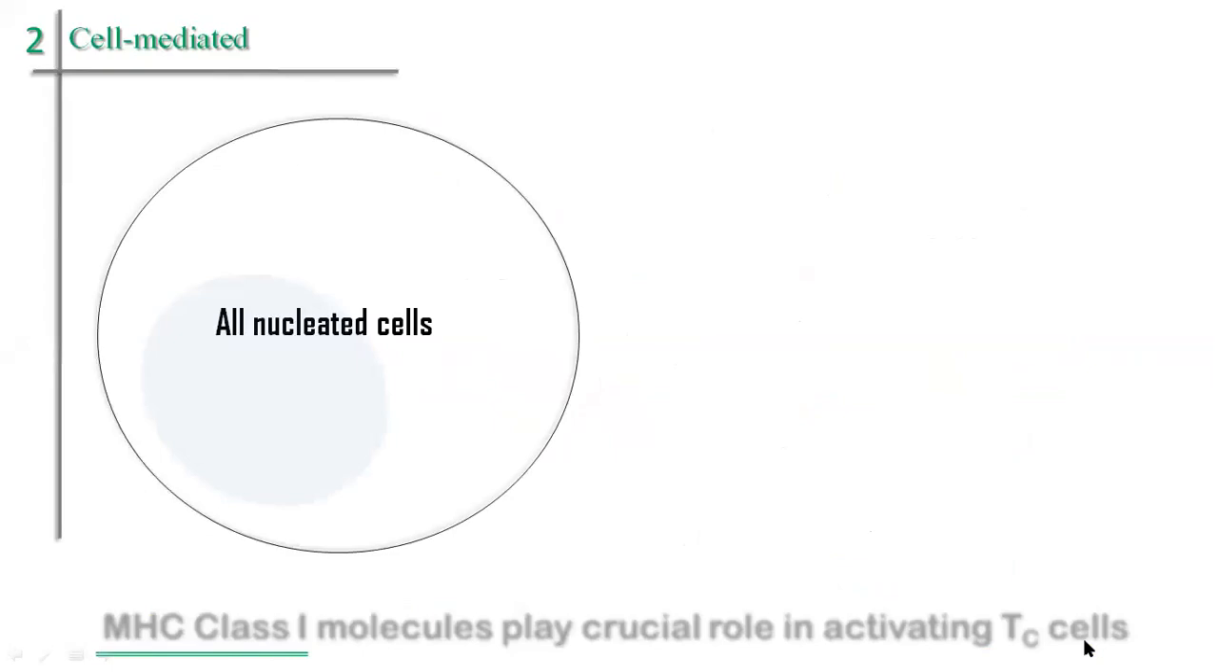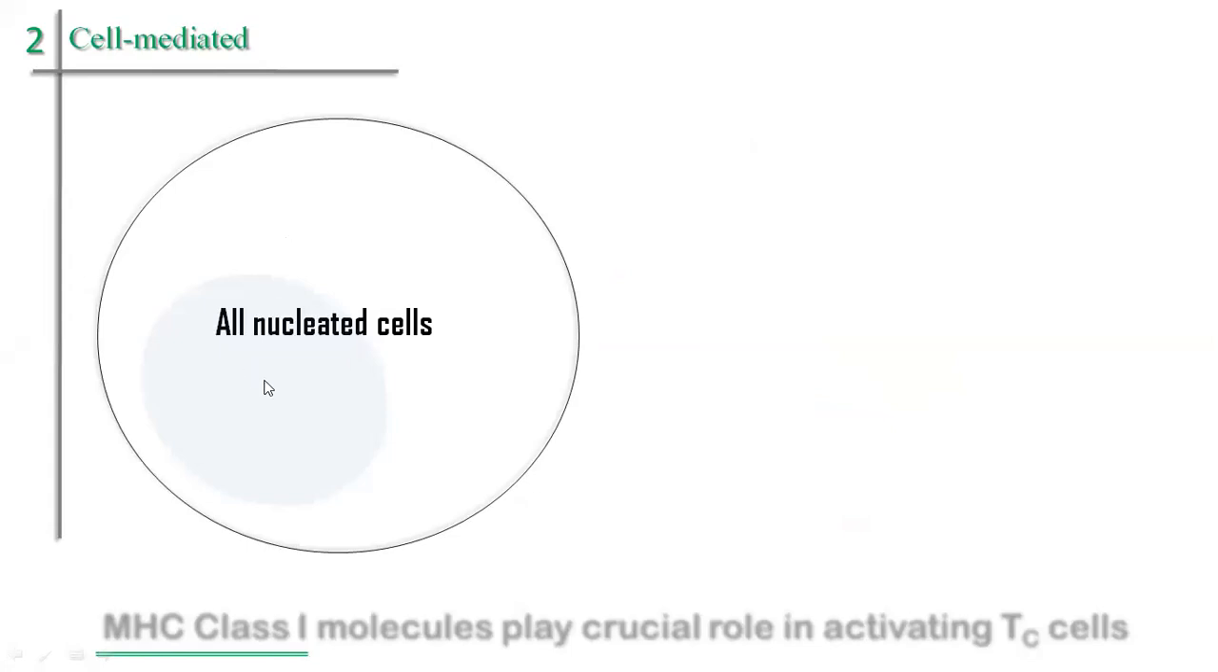So let me take the second mechanism of adaptive immunity, that is the cell-mediated mechanism. We already know what goes into this cell-mediated immunity. Okay, so the second mechanism in adaptive immunity is cell-mediated immunity. So what is cell-mediated immunity? It is nothing but it involves the cells.